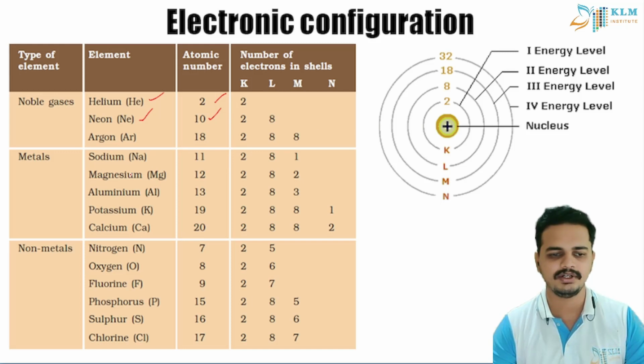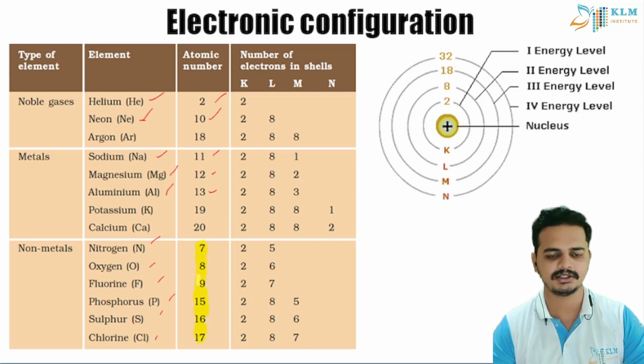So now we will take some of the metals such as sodium, magnesium, aluminum. Sodium has 11 atomic number, 12 is magnesium, 13 is aluminum. Also some of the non-metals such as nitrogen, oxygen, fluorine, phosphorus, sulfur, chlorine. You can see their respective atomic numbers here. I will highlight these. These are the respective atomic numbers.